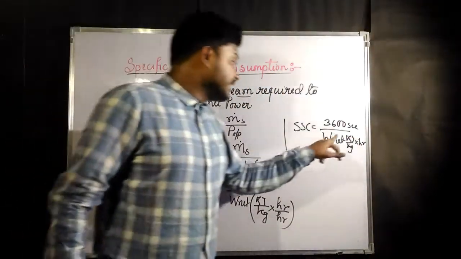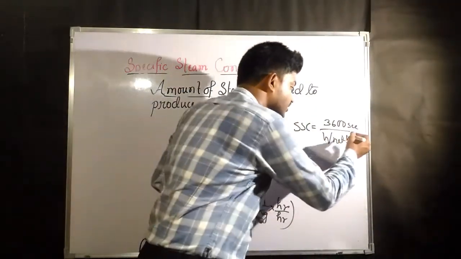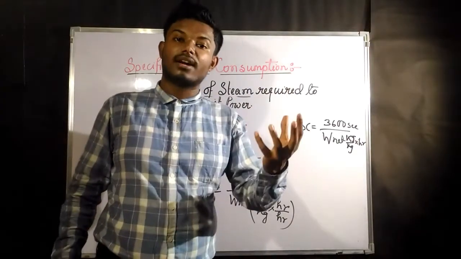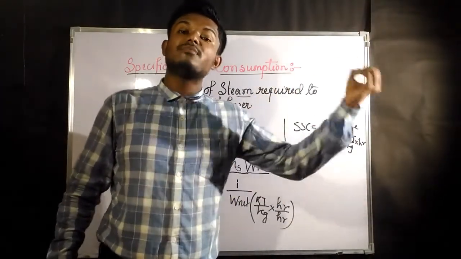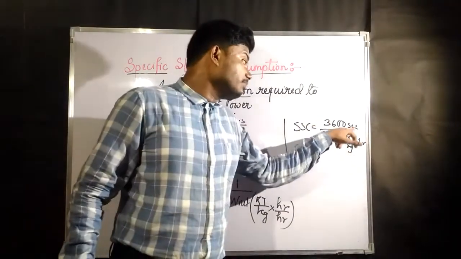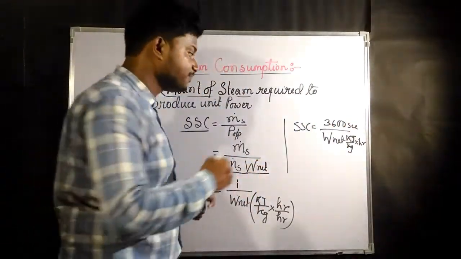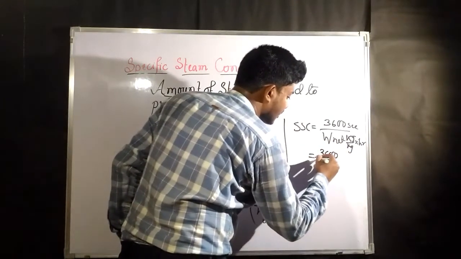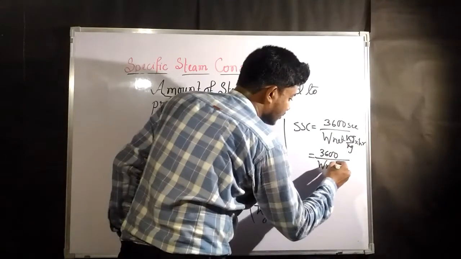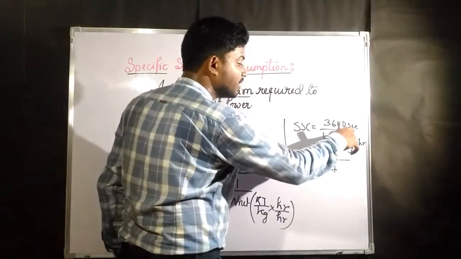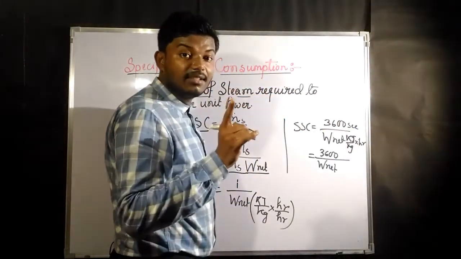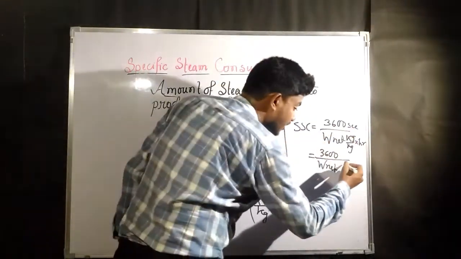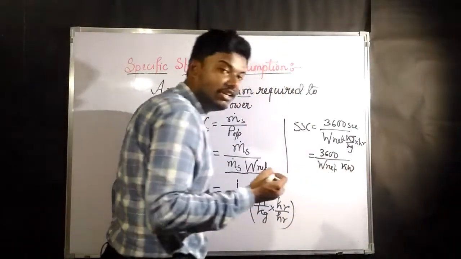So kilojoule per second. Kilojoule is work, and work done per second is again power. So kilojoule per second we can write as kilowatt. So that means here you can write 3600 divided by W net. And what would be the unit? This is kilojoule per second, which is kilowatt. Now here it is second by kilojoule, so the kilowatt term will come in the denominator.